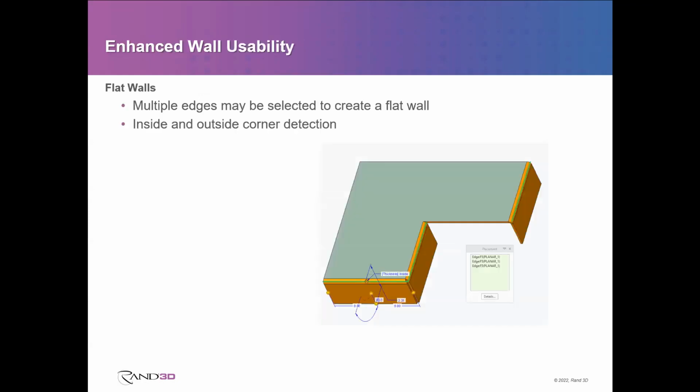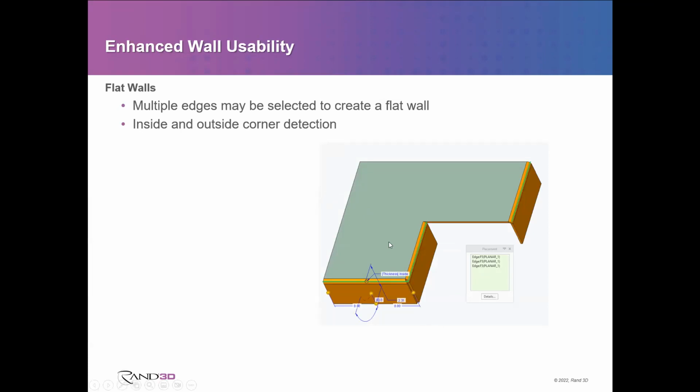And then the flat walls again. Remember, you can pick as many edges as you want right now to do the flat wall. Whereas before, Creo 6 and earlier, you would have had to make 3 different walls right there. And also the nice thing about it is it does automatic corner detection. It recognizes when these two walls come together to create the corner.